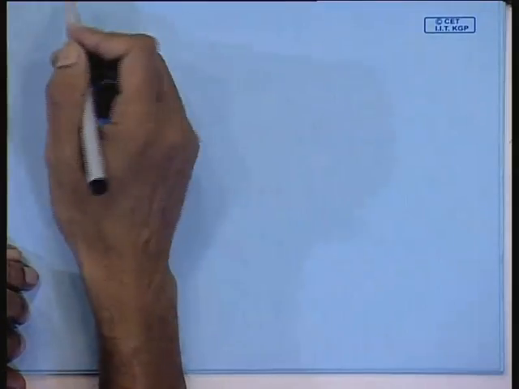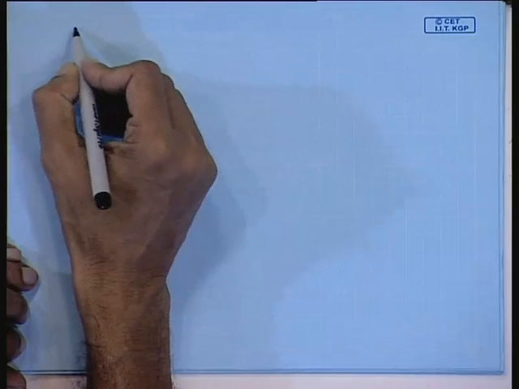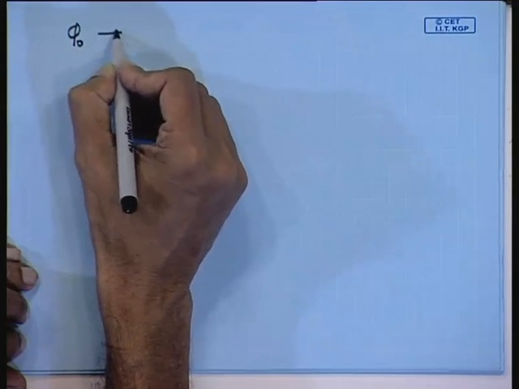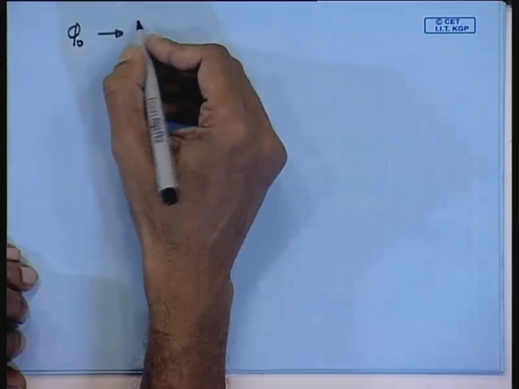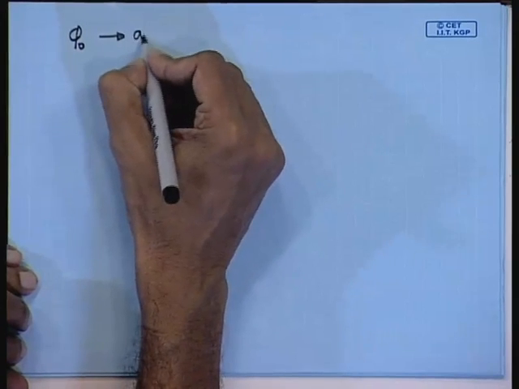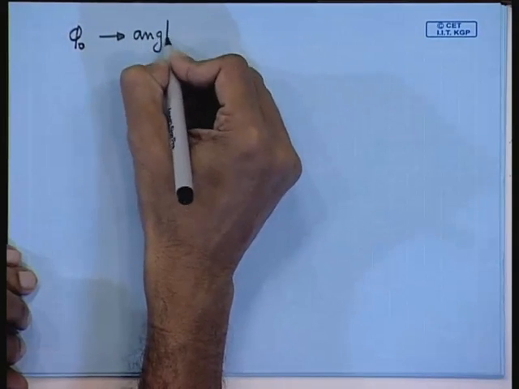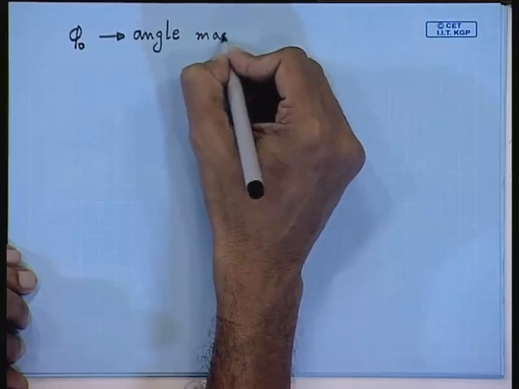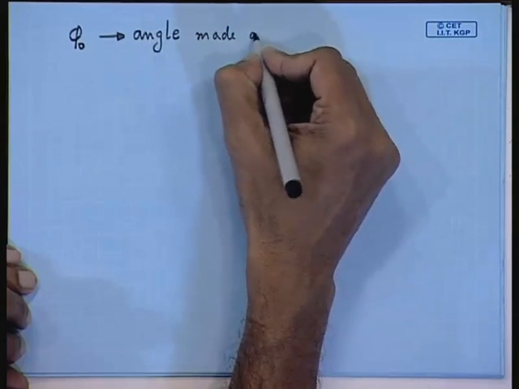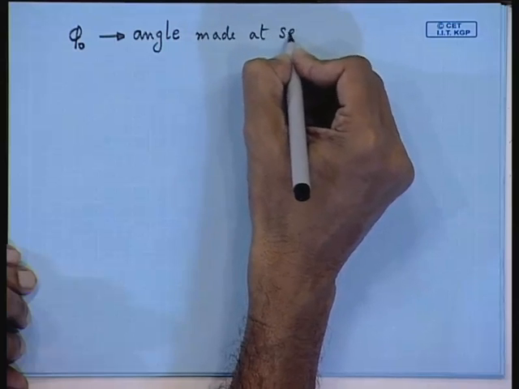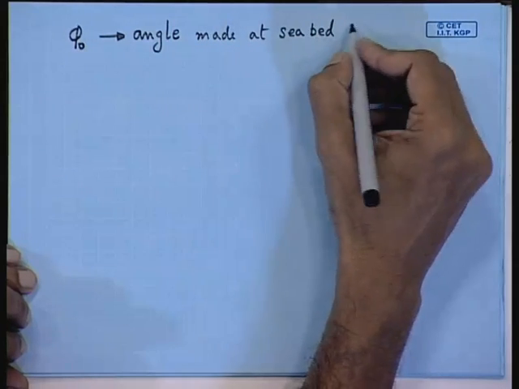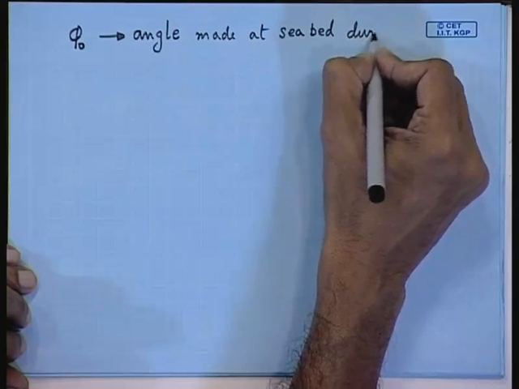Now phi naught is the angle made at the seabed. You write it during contact.